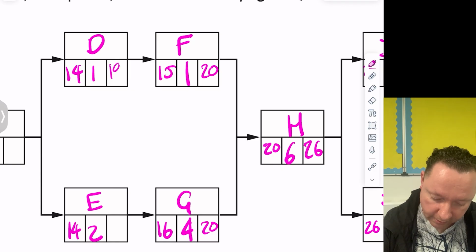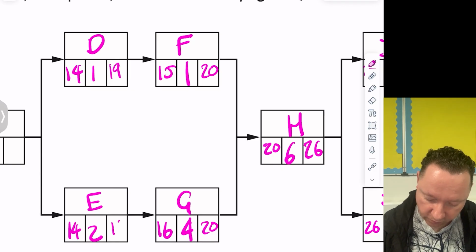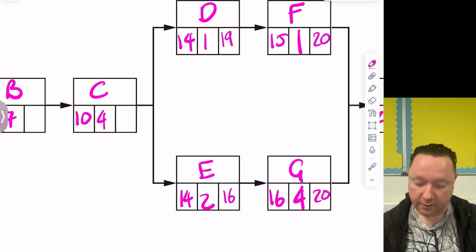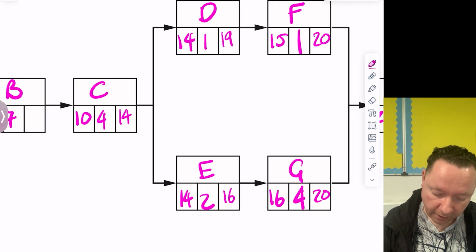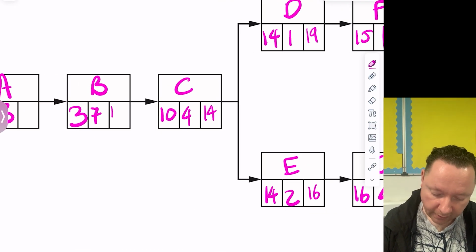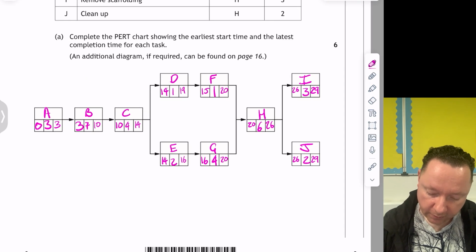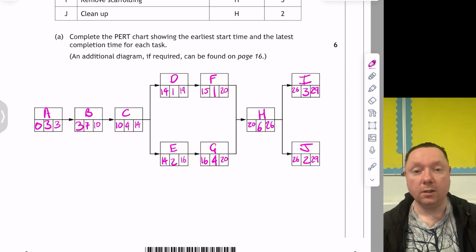20 minus 1 is 19, but 20 minus 4 is 16. 16 minus 2 is 14. 19 minus 1 is 18, so I pick 14. 14 minus 4 is 10. 10 minus 7 is 3. A completed PERT chart for 6 whole marks.